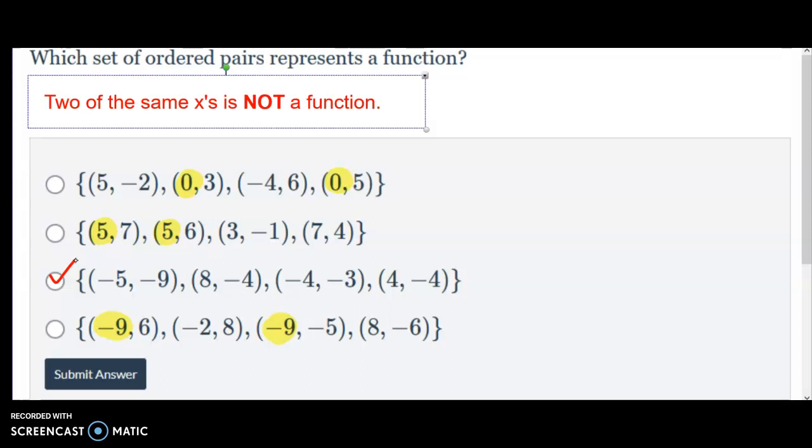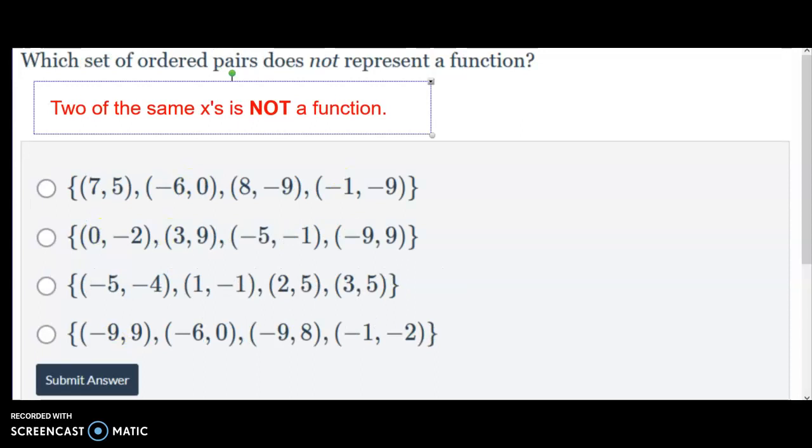Alright, so now you got to pay attention, because sometimes they ask you what's not, excuse me, what's not a function. What's not a function. So you still want to keep the same thing. You want to look for the ones that have the same x's, 2 x's. It's not a function. So we're looking for that.